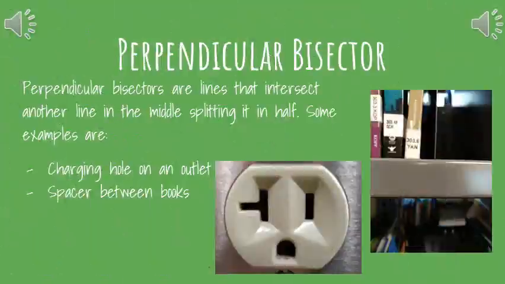Perpendicular bisectors are lines that intersect another line in the middle, splitting it in half. Some examples are charging hole on an outlet and spacer between books. Go to the next slide.